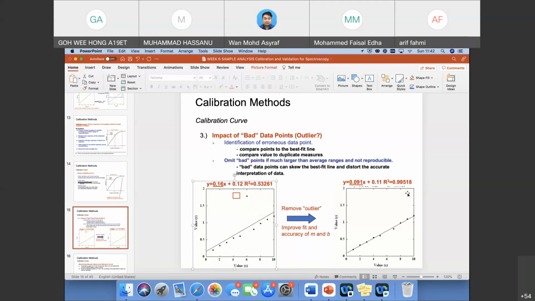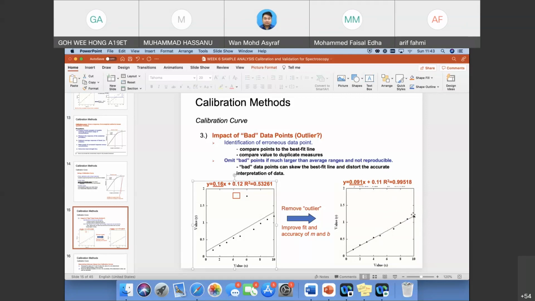Okay? So basically, you would be able to omit the bad points if they are much larger than average ranges and not reproducible. You will be able to omit or delete the bad data points, the outlier points, if it is something in the middle of the range. It does not minimize your range, but it will improve your R square value, where you'll have a much better linear range here.